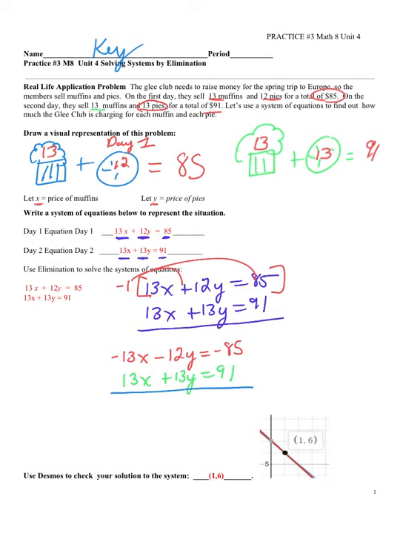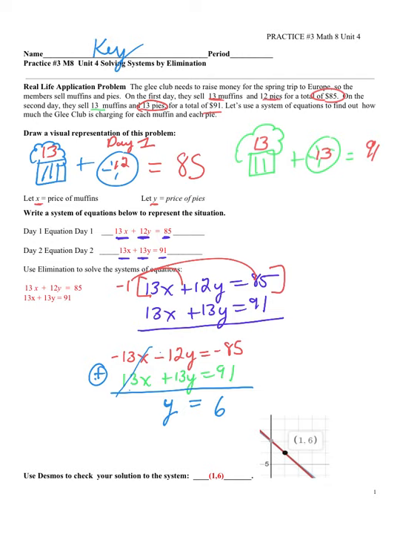Now I'm ready. I can add these two together and wipe out or eliminate one variable. So negative 13 plus a negative 13 is 0. So I'm going to lightly cross that out because I want to always be able to go back and read what I had. Then we're doing negative 12 plus a positive 13, which is 1y. And then negative 85 plus 91 is a positive 6. So y is equal to 6.